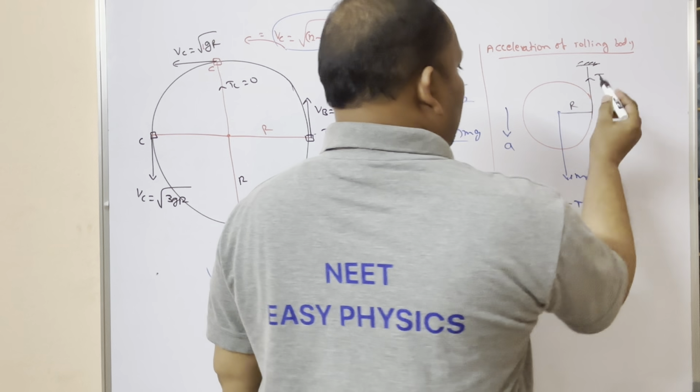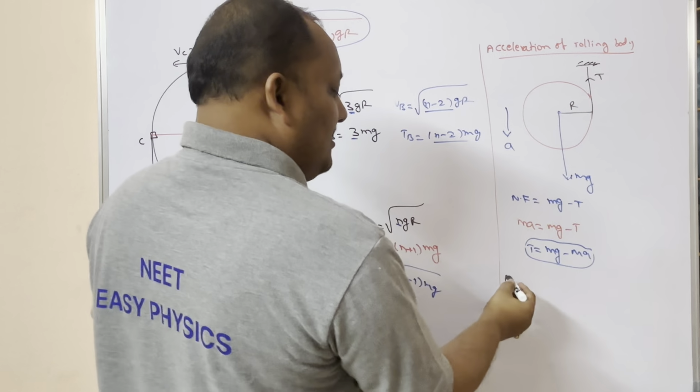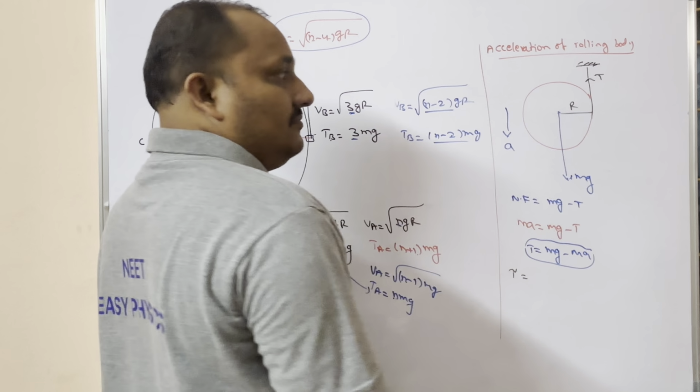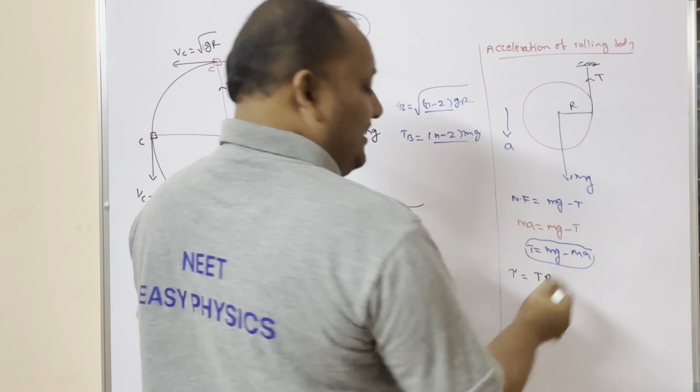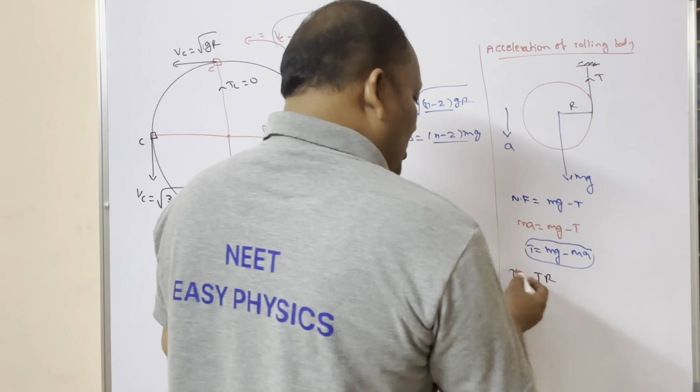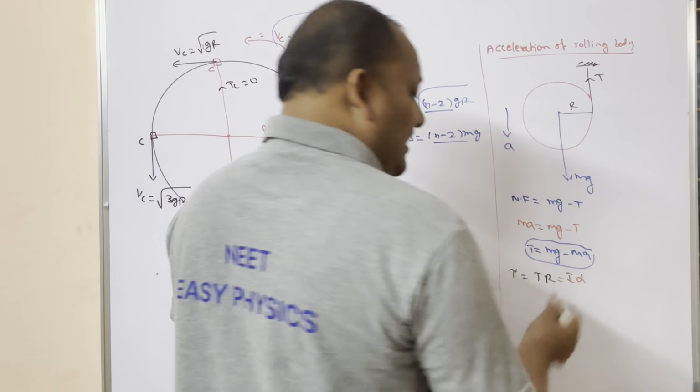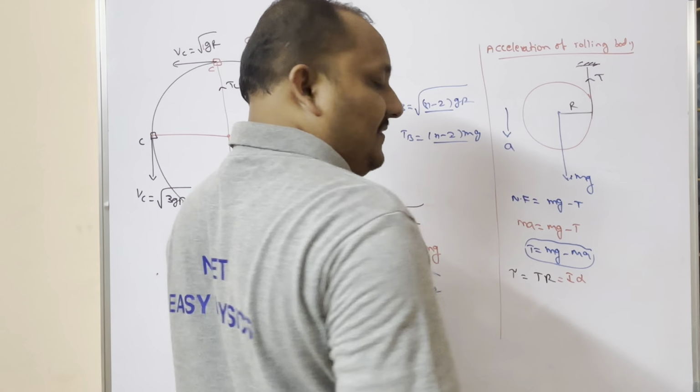So this is nothing but the perpendicular distance, and this is nothing but the force. Torque tau is equal to force into perpendicular distance, T into R. So, according to torque, we can write I alpha, where I is the moment of inertia.